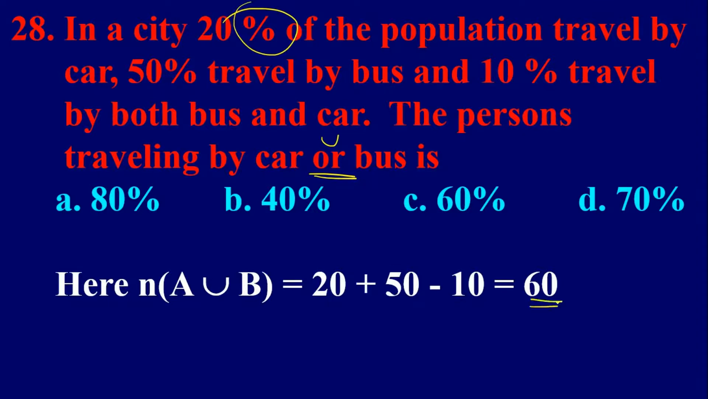It is 60. So here the question is the persons who travel by car or bus. That is n(A ∪ B), which is 60 only, which is option C. So here we have to find the number of persons who travel by car or bus. It is n(A ∪ B), which is 60.